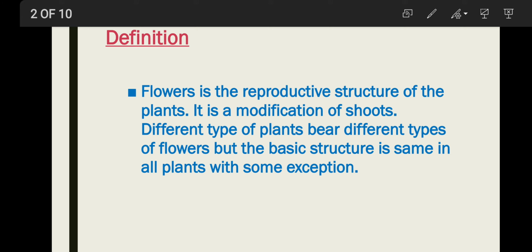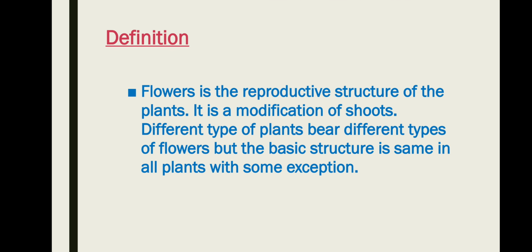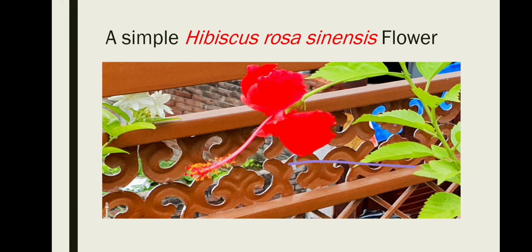The internode of the branch that lies below the receptacle is known as the pedicel. A bract is usually situated at the base of the pedicel. Sometimes small leaf-like structures are present in the middle of the pedicel and they are known as bracteoles. So let's see what is next. A simple Hibiscus rosa-sinensis flower is shown here.